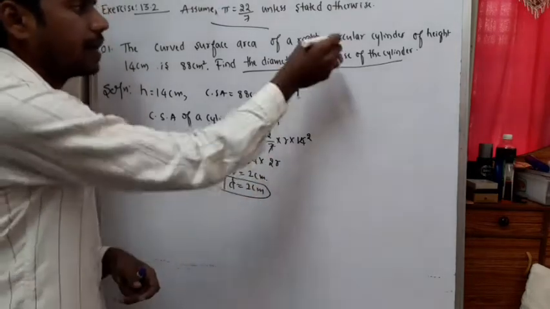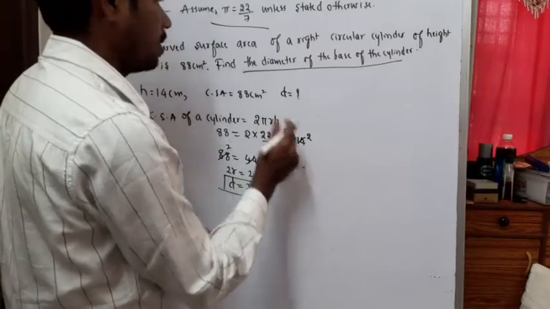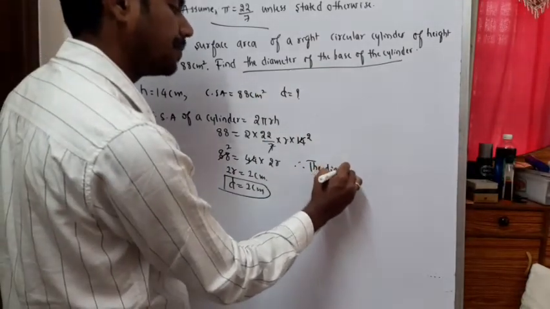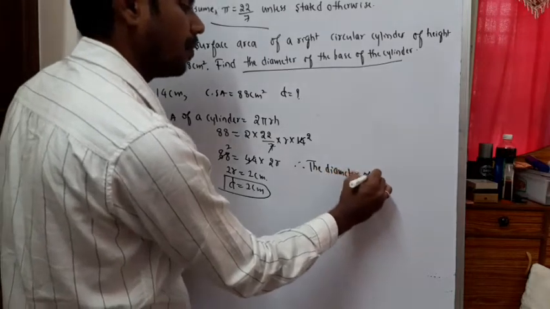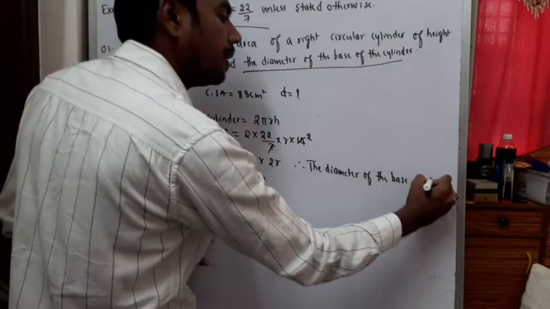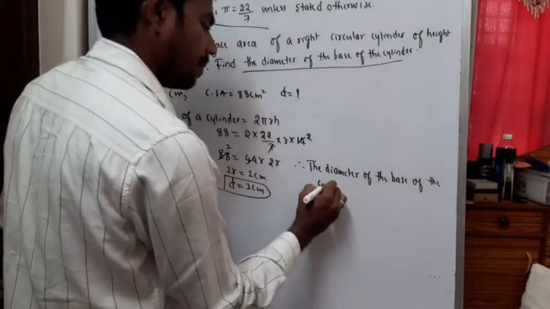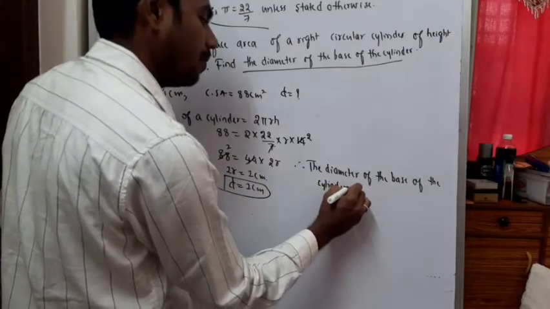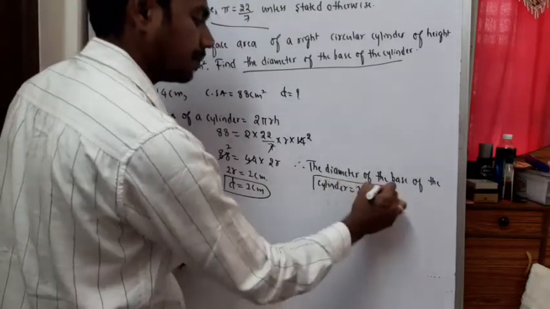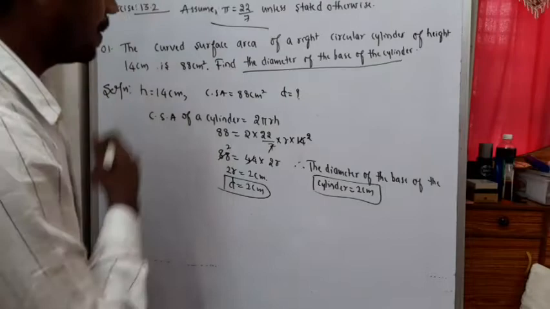So what we can write? Therefore the diameter of the base of the cylinder is equal to 2 centimeter. Okay, so please note this down.